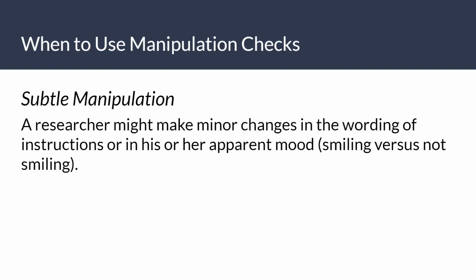Other manipulation is not so obvious, so a manipulation can also be subtle. So this happens when you only have minor changes, for example, in the way that you smile or not to the participant or in the instruction, and this may not be that noticeable. You want to make use of manipulation check to know if your participants notice this very slight change. Okay, so manipulation check is a must, especially if you're using subtle manipulation.